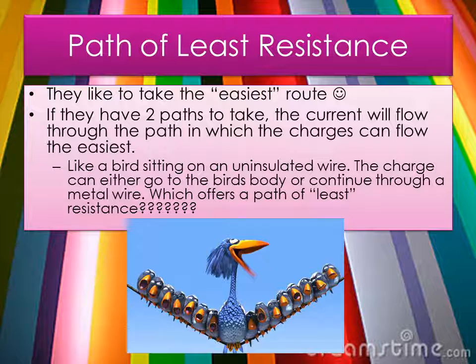All right, you're thinking right. Absolutely, they're going to continue going through the wire just as they had before. A wire is a conductor. The bird's body is an insulator. It's going to be harder for the electric current to flow through a bird's body than it would be to simply continue on its path through a metal wire.